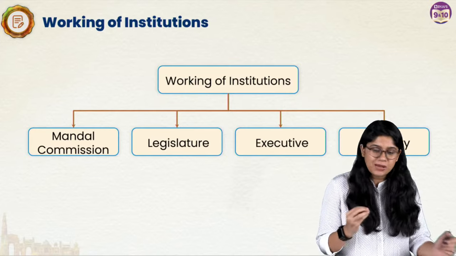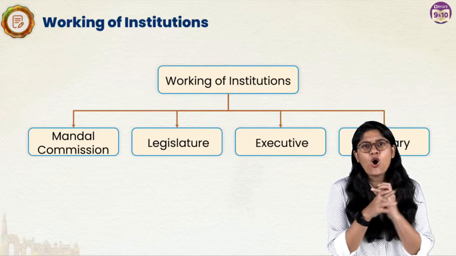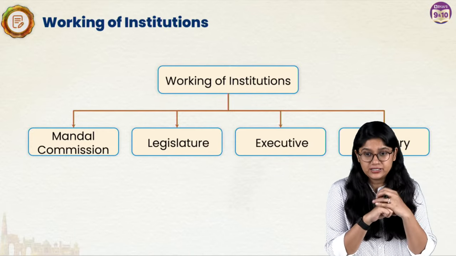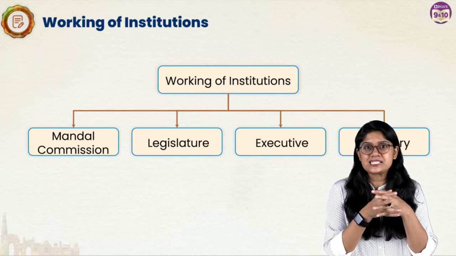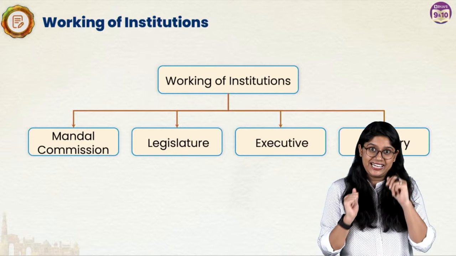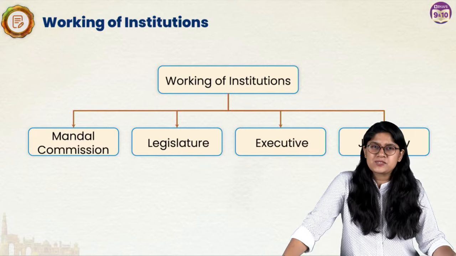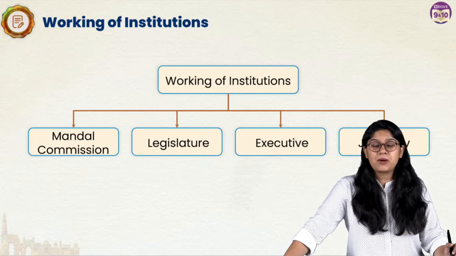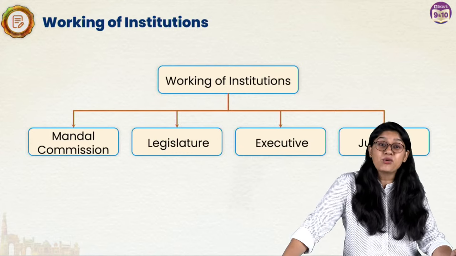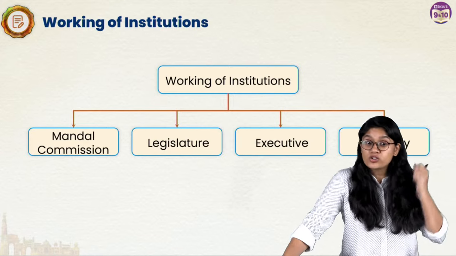If I have to sum it up, this whole chapter is a kind of brief summary of the things that you have studied in class 6th, 7th and 8th. I'm sure all of you in class 6 have studied about our parliament. I'm sure all of you in class 8th and 7th have discussed how many members we have in Lok Sabha, Rajya Sabha, what is the role of the chief minister, what is the role of a president and what is the role of prime minister. I'm sure all of you can recall those things.